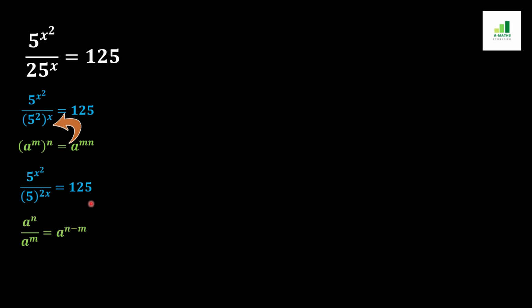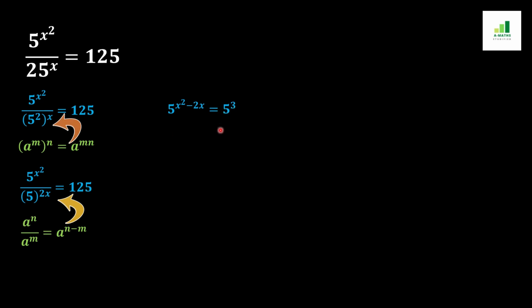Now, from the basic rule of algebra, if two values exist in a fraction with the same base but having different powers, it can be written with one base with the difference of powers. So here we apply the same rule, and after applying this rule on this fraction, we should get 5 to the power x squared minus 2x. And this 125 will convert into 5 to the power 3.